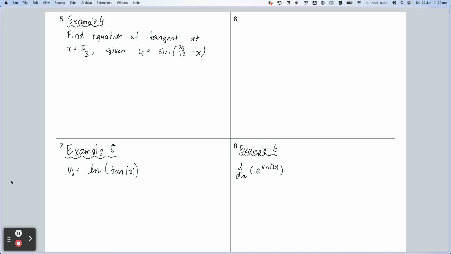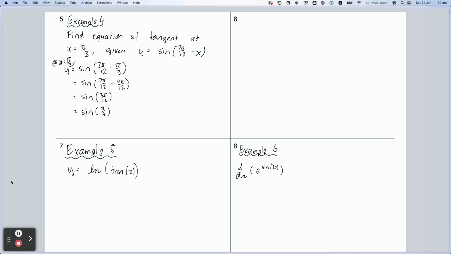So we have y is equal to sine. So, or if you like, at x equals pi on 3, y is equal to the sine of 7 pi on 12 minus pi on 3. I'll just make that a common denominator to help me out. 7 pi on 12 minus, let me think, multiply top and bottom by 4, 4 pi on 12. And that is equal to the sine of 3 pi on 12, which is equal to the sine of pi on 4.